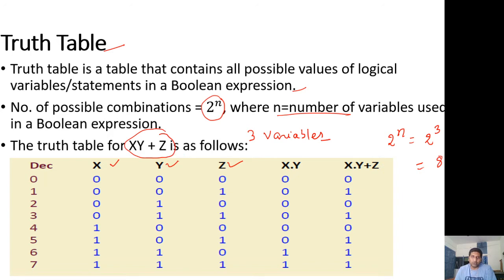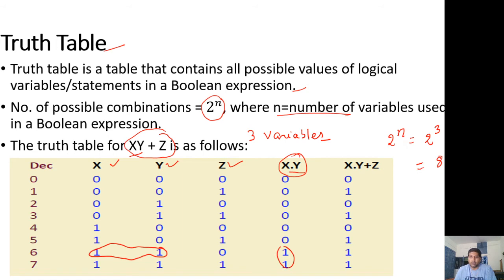First we have to find x dot y, and this is the AND operator. X here, y here: 0, 0, 0, 0, 0, 1, 1, 1. That means x and y give output 1 only when both inputs are 1.